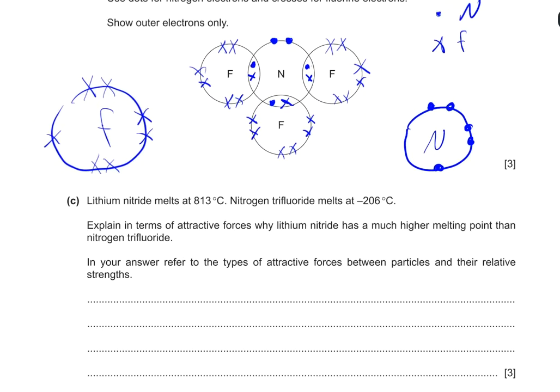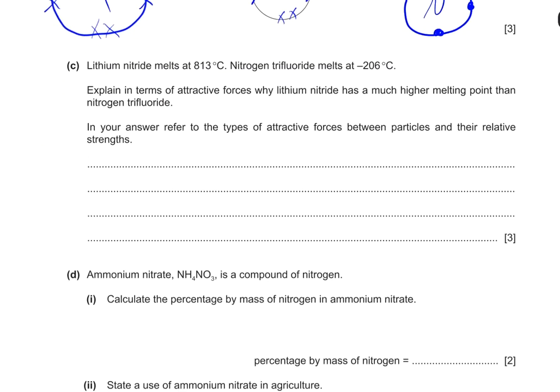Lithium nitride melts at 813 Celsius. Nitrogen trifluoride melts at negative 206 Celsius. Explain in terms of attractive forces why lithium nitride has a much higher melting point than nitrogen trifluoride. In your answer, refer to the types of attractive forces between particles and their relative strengths.